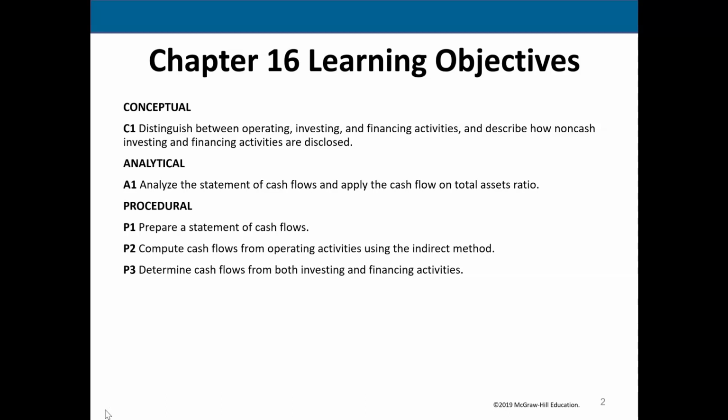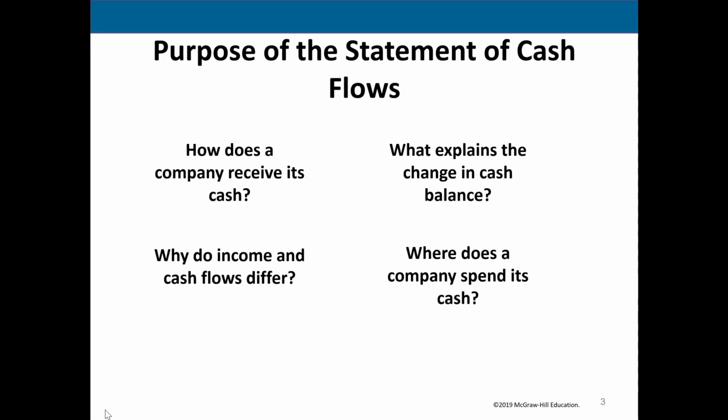In this chapter, we're going to look at the three sections that the statement of cash flows is divided into, which is operating, investing, and financing. We are going to apply the cash flow statement to the total assets ratio, actually prepare a cash flow statement, and then the method that we will use for this is the indirect method. You have two methods, the direct and the indirect. We're only going to be working with the indirect method.